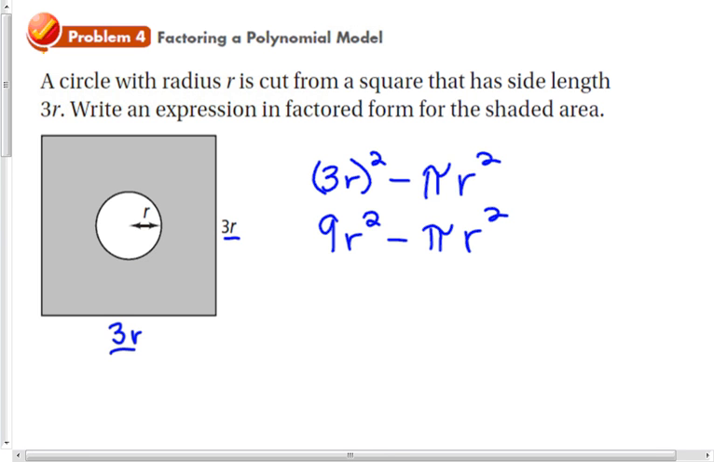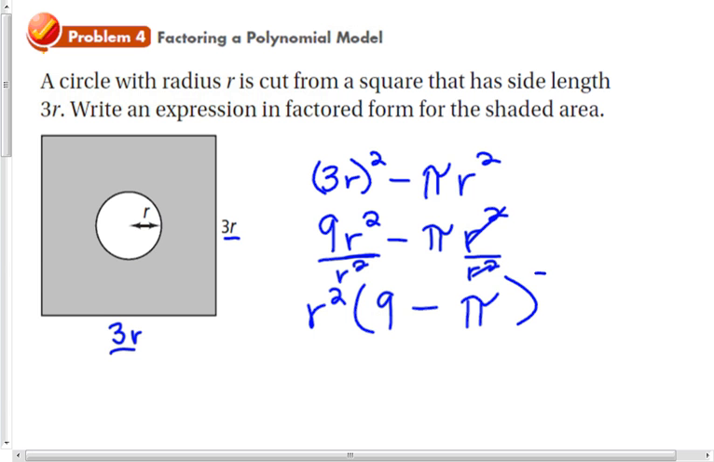And we want to factor out the greatest common factor here. And notice both of these have r squared as a factor. So we're going to write r squared there. And then think about what number times r squared equals 9r squared, or really we're just dividing each of those by r squared. So that equals 9 minus pi, since those cancel. So in factored form, it looks like that. All right, you try that.